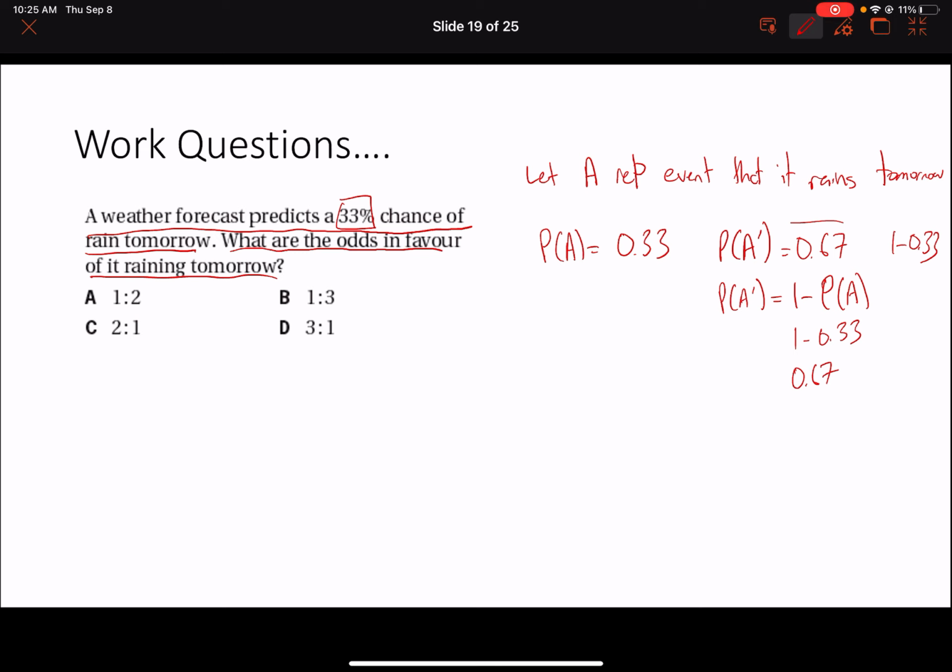So the odds in favor is odds in favor, not odds against. Odds in favor is P of A to P of not A. So that's 0.33 to 0.67. That's approximately double, so it's like 1 to, divided by 0.33, we get 1 to 2, which is right there, 1 to 2.